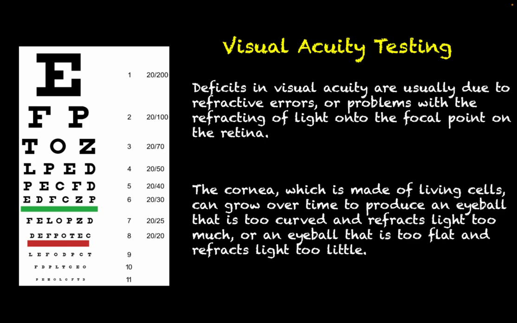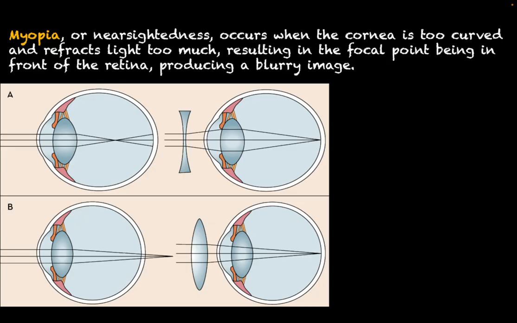So the cornea, which is made of living cells, the cornea can actually grow and expand and change its curvature over time. And that can lead to an eyeball that is either too curved and refracts light too much, or an eyeball that is too flat and refracts light too little. So this can lead to visual acuity deficits like myopia and hyperopia.